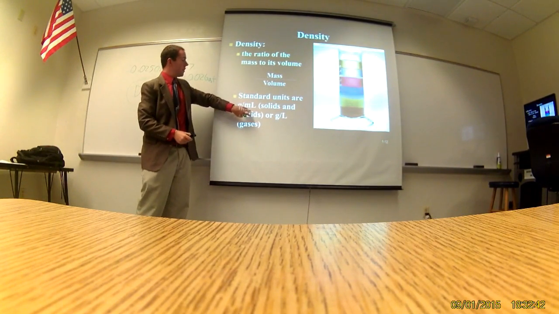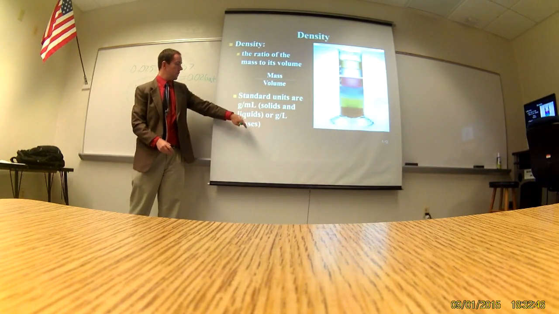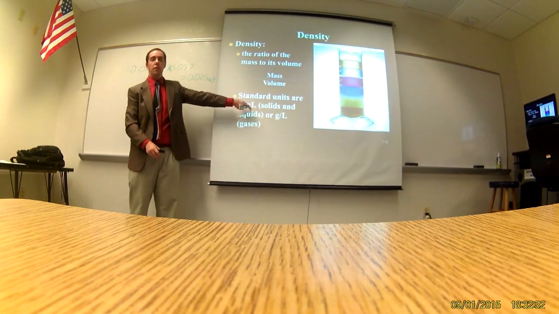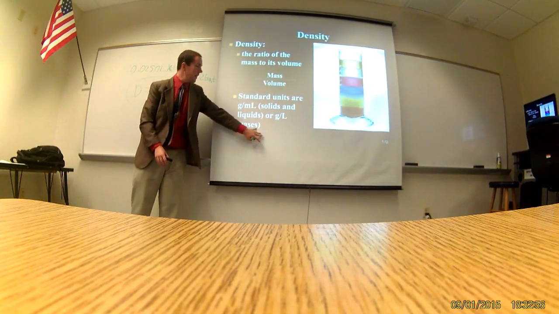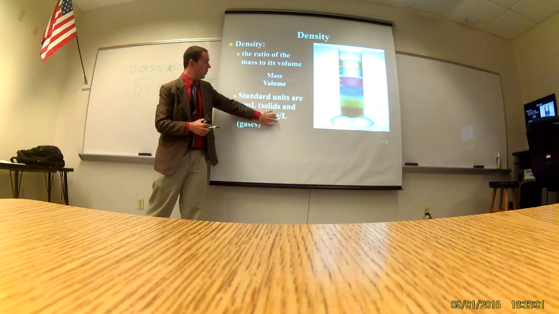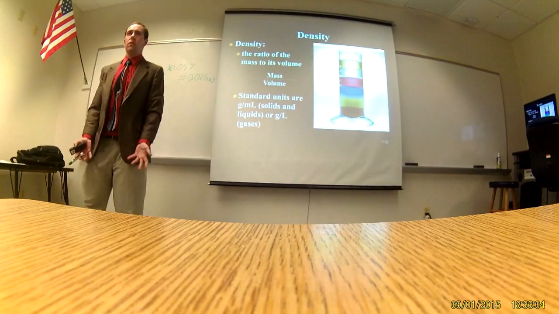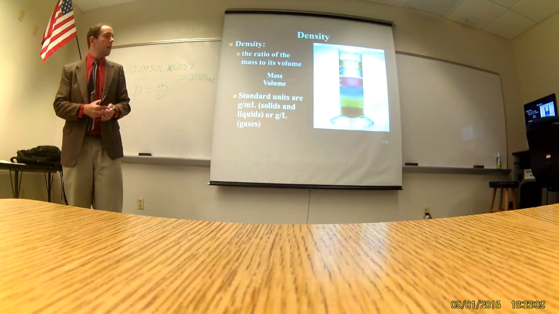Density has the units of grams per milliliter if you're working with solids or liquids, or if you're working with a solid, it'd be grams per cubic centimeter, which is the same thing as a milliliter. If you're working with gases, they're very low density, so we have to go grams per liter. We have to have a much larger volume in order to get a number of grams that are actually measurable.